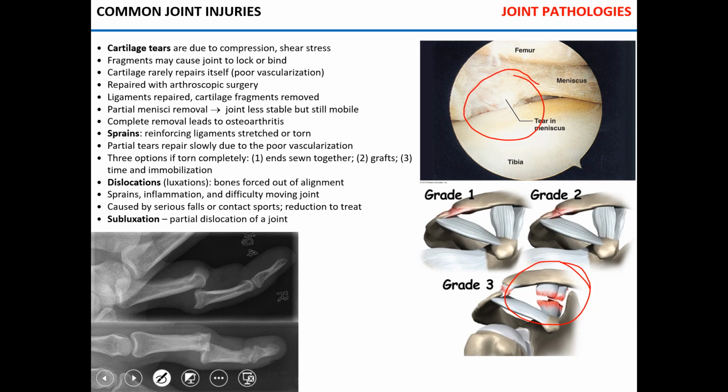Dislocations or luxations. You can see a complete luxation here. It may lead to sprains to the ligaments surrounding the joint, inflammation. Put the bones back in place, let it sit for a while, don't immobilize it, give it time. Subluxation: partial dislocation of a joint.